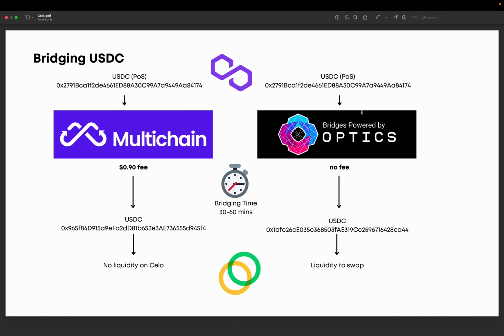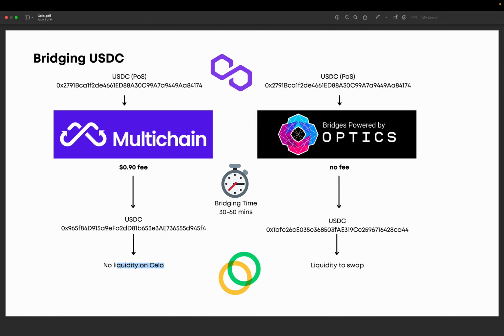Then I went to multi-chain and bridged it over to Celo, and there was a 90-cent fee for that. When I received it, you can see I had this USDC coin with F4 as the last two digits of that contract. When I went to swap it, there wasn't any liquidity that I could find, so I bailed at that point and sent it back to Polygon, which was fine.